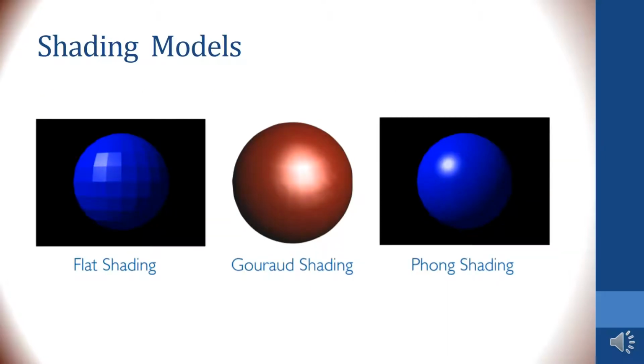Generally there are three types of shading models: flat shading, Gouraud shading and Phong shading. So let's find out what the differences are between flat shading, Gouraud shading and Phong shading. If you look at the three figures here, I think you can guess the differences between these three kinds of shading.